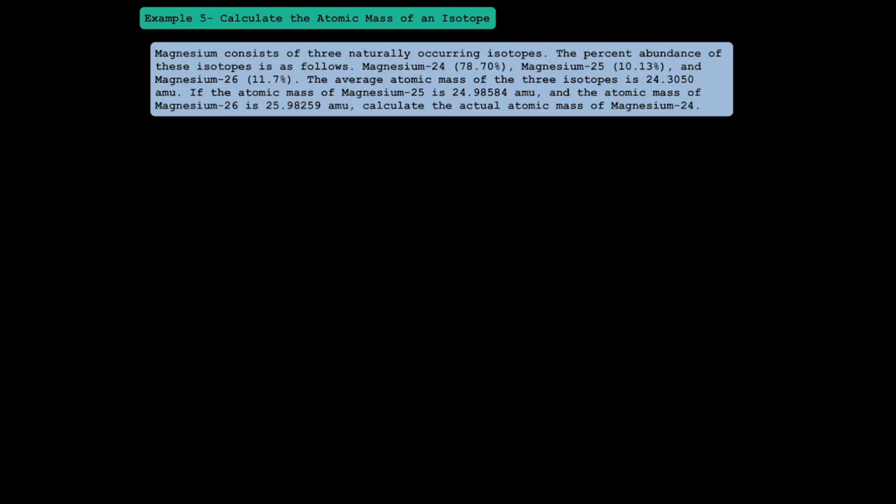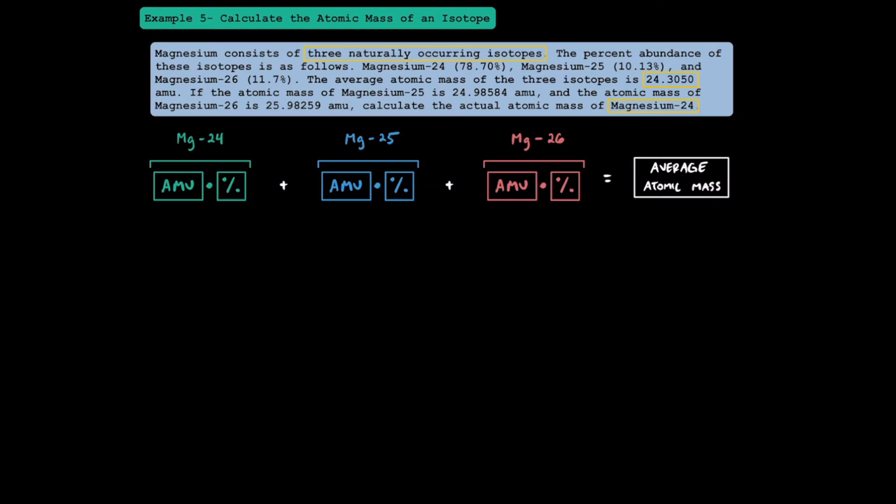Example 5 is going to be the last problem in this video. It looks like magnesium has 3 naturally occurring isotopes. Just like the last example, we're given the average atomic mass. We're going to have to work backwards to find the atomic mass of magnesium-24. Here you can see I set up an equation where we take the atomic mass of each of the 3 isotopes, and the sum of it will be the average atomic mass. Since we don't know the atomic mass of magnesium-24, we're going to use x to represent it. Rewriting its percent abundance as a decimal, we'll write 0.7870. For magnesium-25, we're going to multiply its mass of 24.98584 and multiply that by its percent abundance of 0.1013 as a decimal.